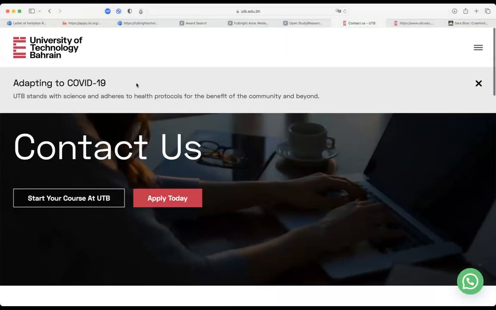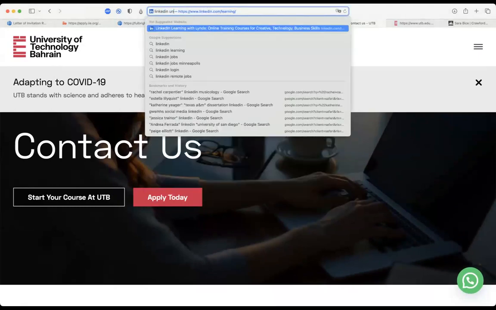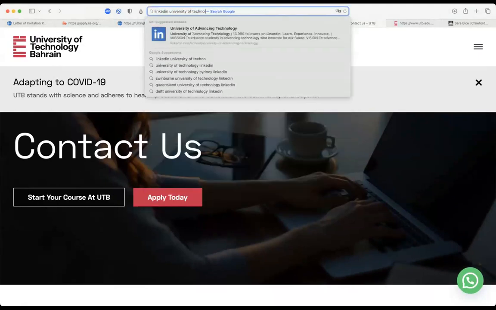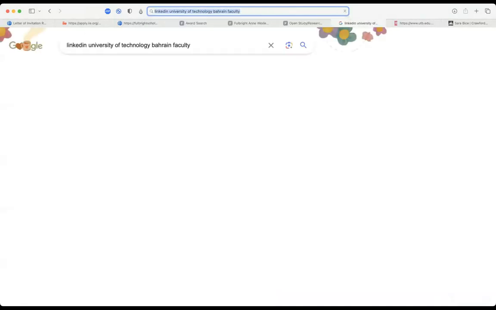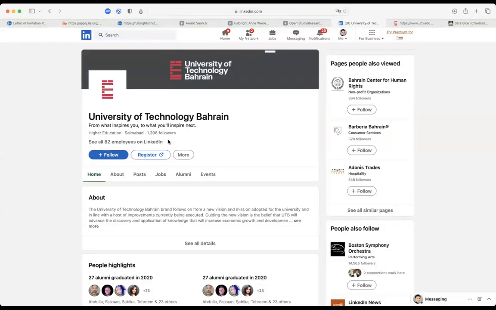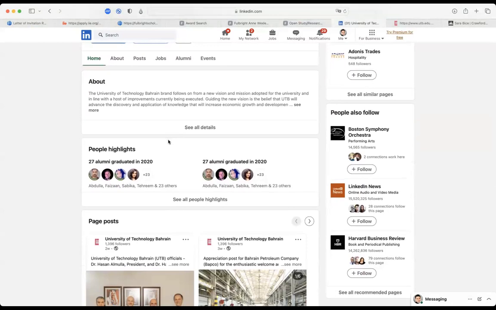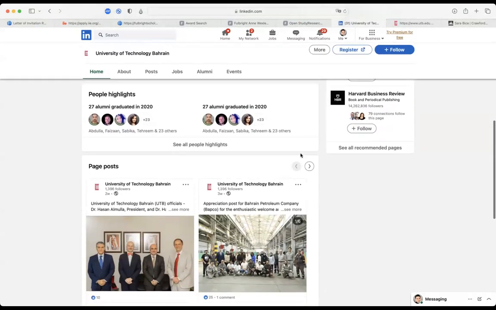Now, there are other ways to do research. So let's go ahead and take a search on LinkedIn for University of Technology, Bahrain faculty and see what comes up. Now, as it happens, there's a LinkedIn page for that. LinkedIn is sometimes surprisingly in-depth in its penetration into the international world. And if we look through here at people who are affiliated with this, we see, okay, there's some alumni here.